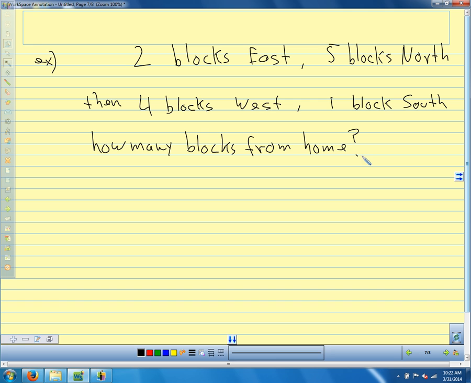So we can think of the east and west like our x-axis, and the north and south like our y-axis. So we're going left and right and up and down. So 2 blocks east, 4 west, where do we end up? We go 2 blocks east and 4 blocks west. So if I go 2 blocks this way and 4 blocks the opposite direction, I end up 2 blocks west, right? So I end up with 2 blocks west.